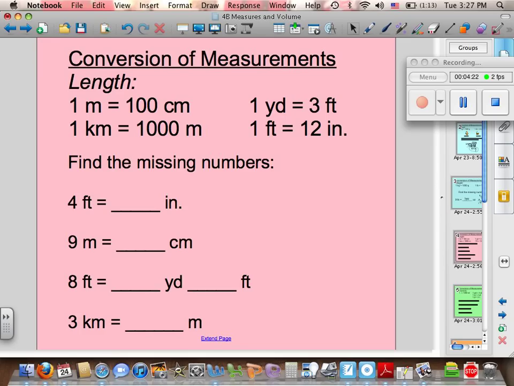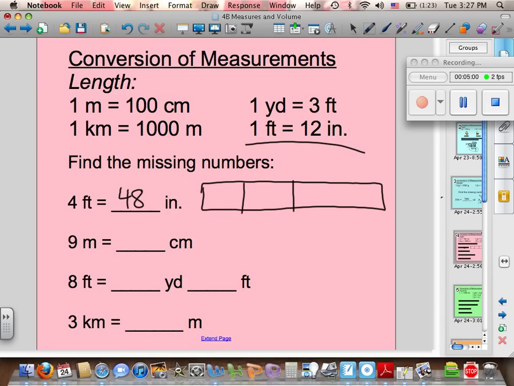Our next slide shows length, and at the top, there's a handy guide for you to remember how many centimeters are in meters, how many meters are in kilometers, etc. So our job is to find the missing numbers. Let's start with the first one. 4 feet equals how many inches? Well, we recall that in 1 foot there are 12 inches. So if we have 4 feet, there would be 12 inches in each foot, and that would equal 48 inches. If ever you're confused, a good way to remember this would be to draw a bar model.